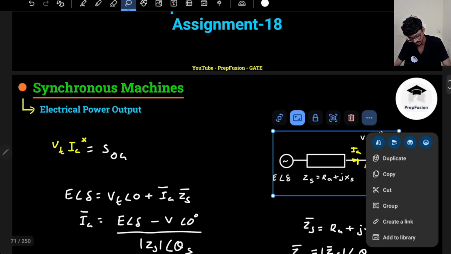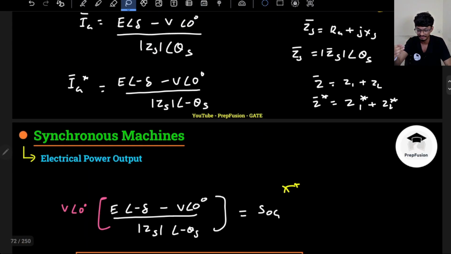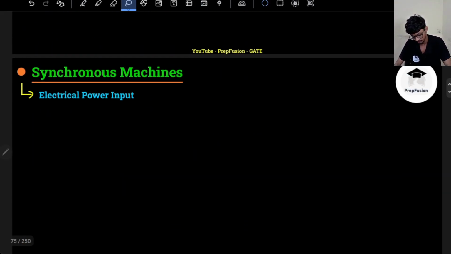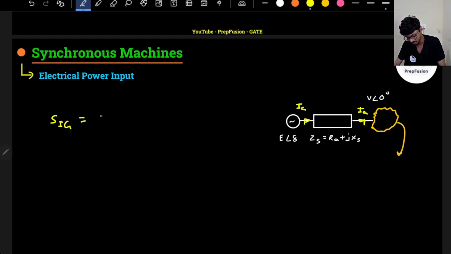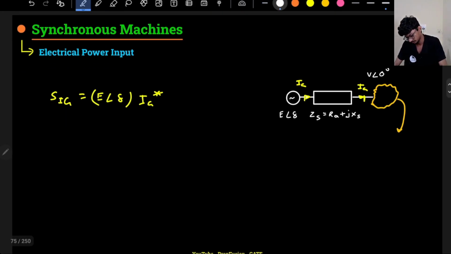Input power to the generator will simply be how much power I need to give to the generator with the prime mover. So how much power? This will be the input power, basically whatever power I am giving here. So here what is the current? Current is the same, current is IA only. So input power to the generator, or Sig, apparent power, from there I will write the active power. Sig will be what? It will be simply E angle delta into IA conjugate.